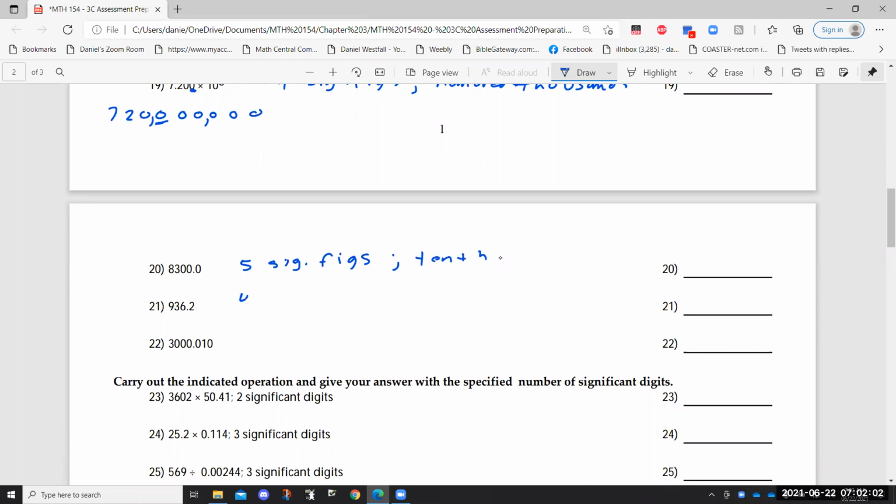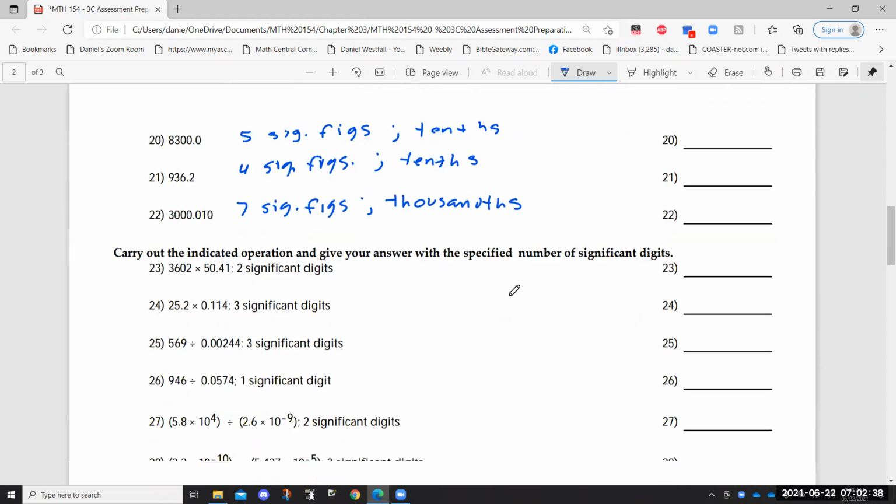This is going to be 4 sig figs rounded to the nearest tenth spot. And then this one is going to be 1, 2, 3, 4, 5, 6, 7 sig figs rounded to the nearest thousandths, with a DTH spot. Okay, easy enough. We just got a few more problems here at the end.